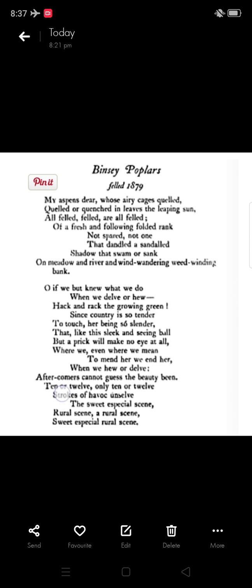But my aspen dear, whose airy cage is quelled. Leaves have the ability to retain air. You understand? So he's lamenting. What does it mean for something to be quelled? Quelled means to thoroughly overwhelm and reduce to submission or passivity. When something is reduced to submission, he is lamenting. Airy cages could be referring to the leaves.